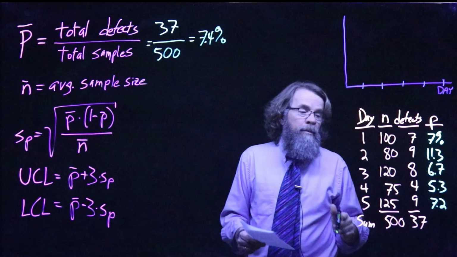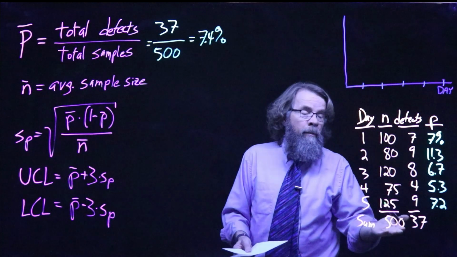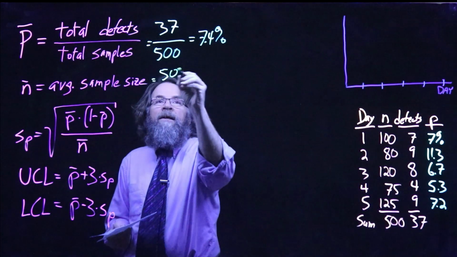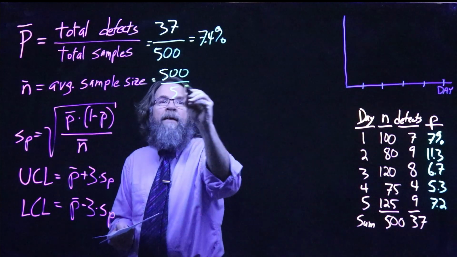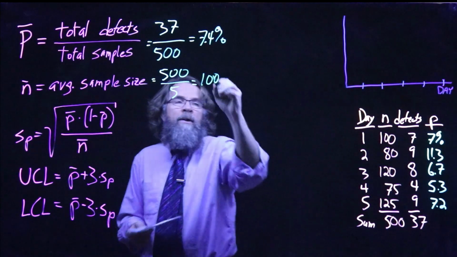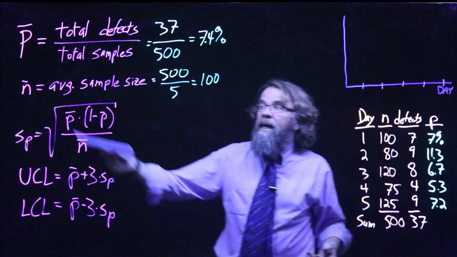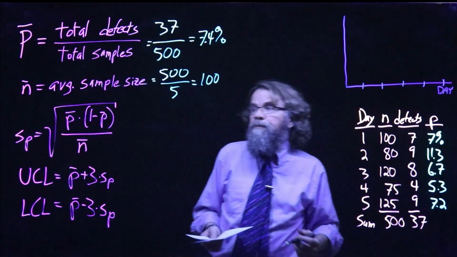To get the average sample size, we look at the total number of items we inspected, in this case 500, divided by the number of times that we went out to collect information. So our average sample size, N bar, is 100.